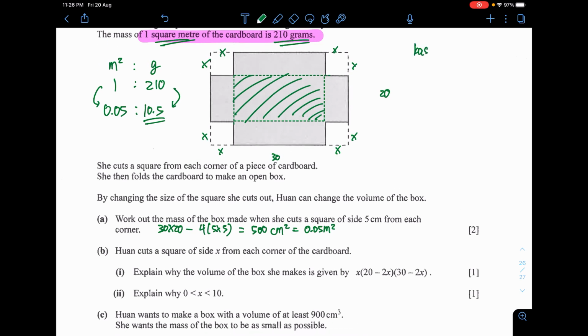The base is 20 minus 2x multiplied by 30 minus 2x. Do I need to expand this? No, I don't think I need to. You see that's here already. Then how about the height of the box? The height is x, because you're going to stand it up, right? The x cm that you see there is going to become the height of the box. Hence, the volume is just this.